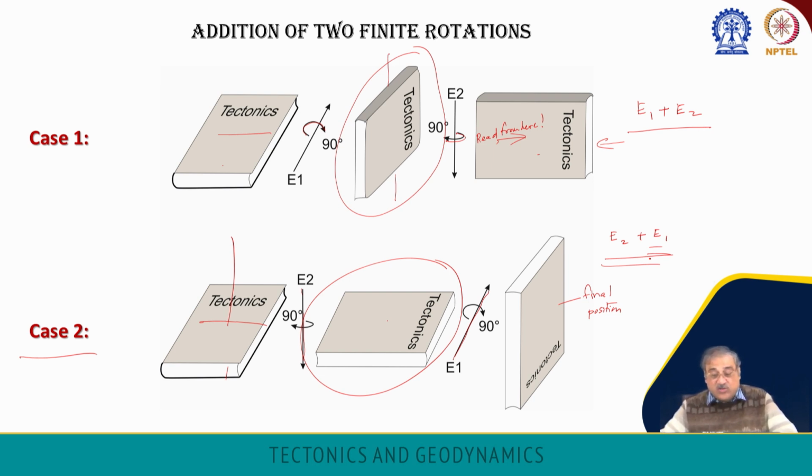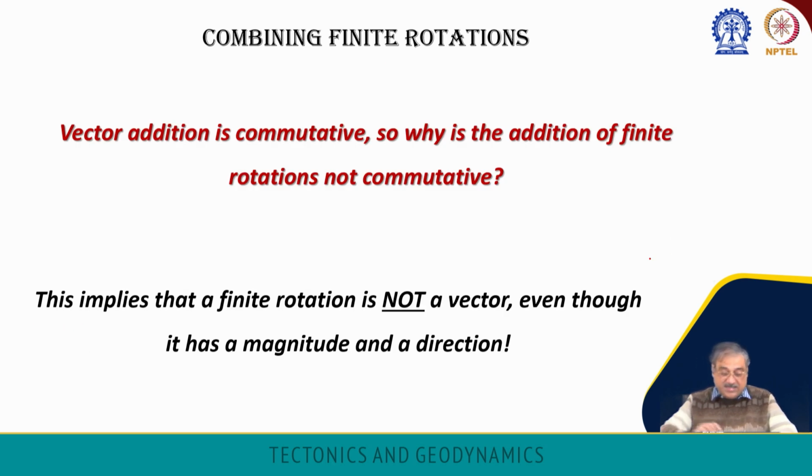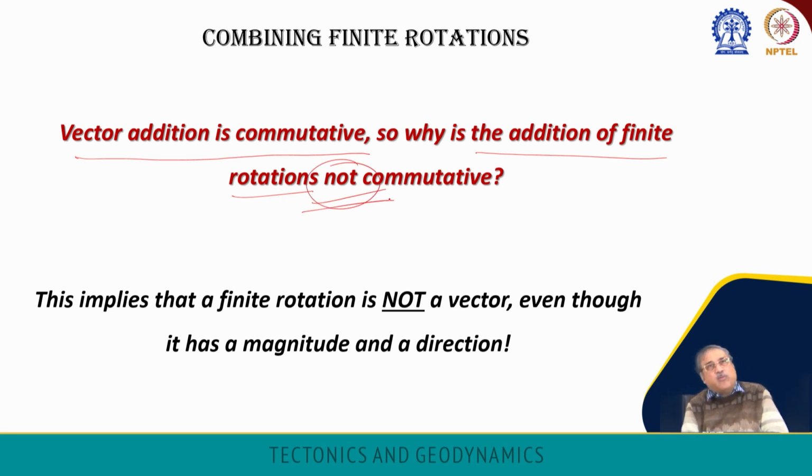So the addition of these two finite rotations doesn't appear to be exactly the same as what we see when we add infinitesimal rotations. The implication is, you see, vector addition by its nature is commutative. So in that case, why is the addition of finite rotations not commutative? Now this is the catch point here.